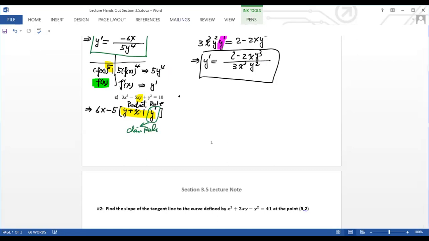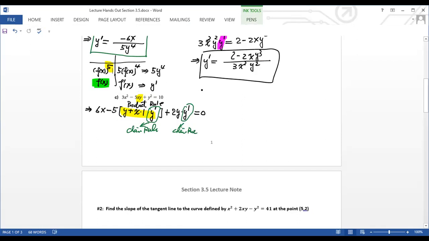Okay, now next, we still have the y squared. So for y squared, the derivative is 2y. Every time you take the derivative of y, what do you need to do? y prime. So what is y prime again? These terms here are because of the chain rule, right? So you need to be careful. And then the right-hand side is 10, so the derivative is 0.